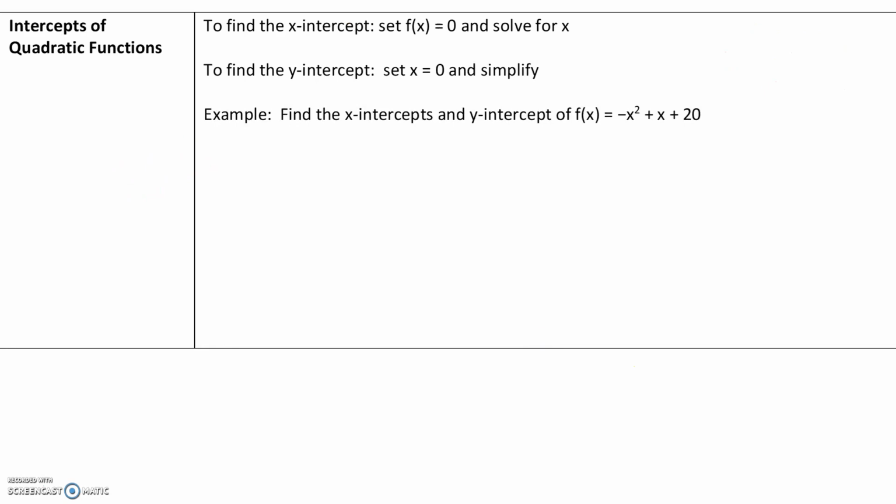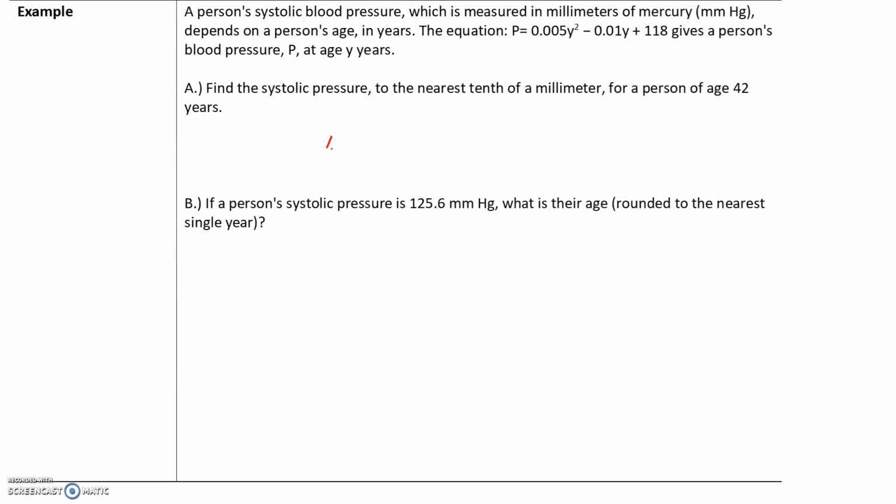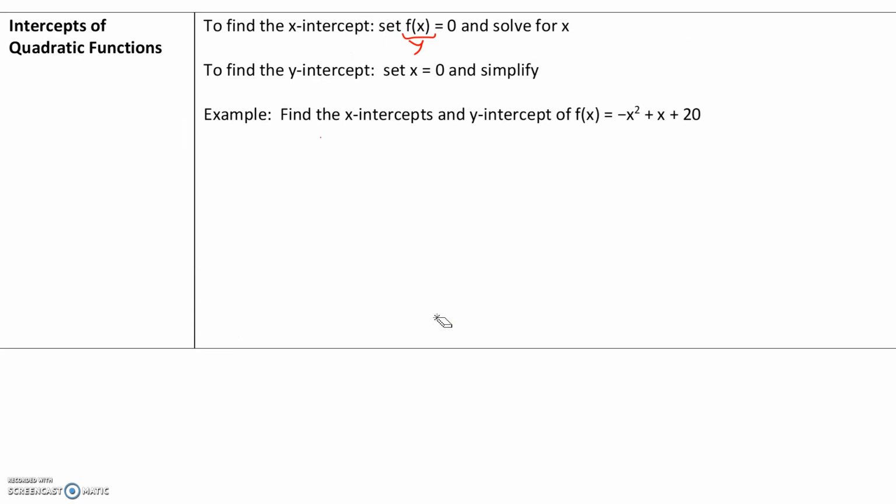Now, here's how we find the x-intercepts of quadratic functions. To find the x-intercept, we set f of x, which is the same thing as y, equal to 0, and solve for x. To find the y-intercept, we set the x equal to 0, and then you simplify. So let's find the x and y-intercept of the following function. We got the x-intercept. And the rule for the x-intercept is always the same, whether it's a linear function or a quadratic function, you always set y equal to 0. And then for the y-intercept, you set x equal to 0. Now in this case, f of x is equal to y.